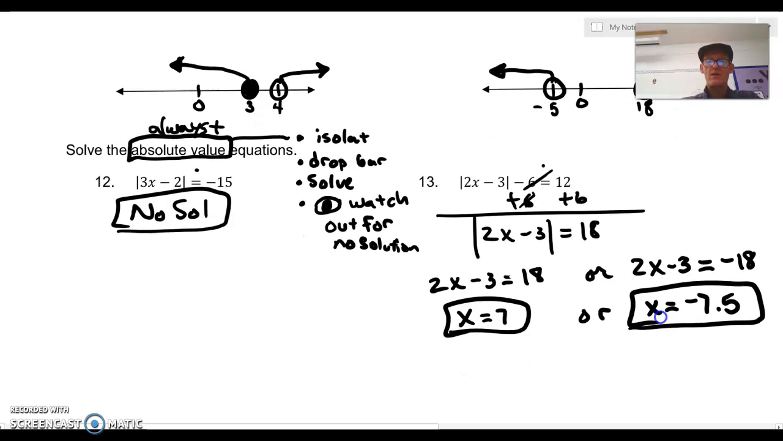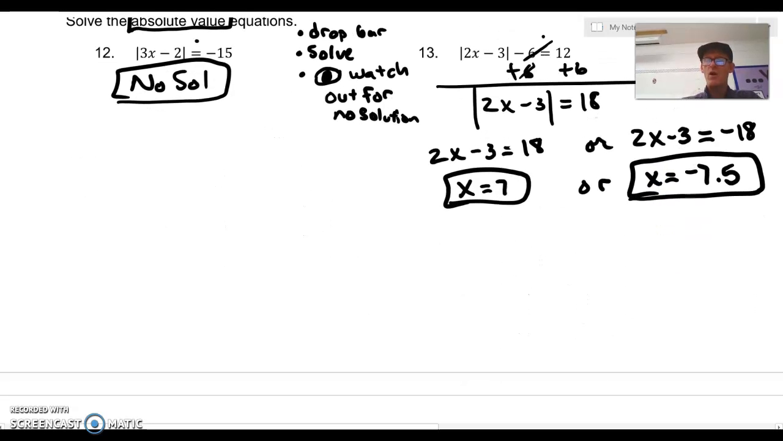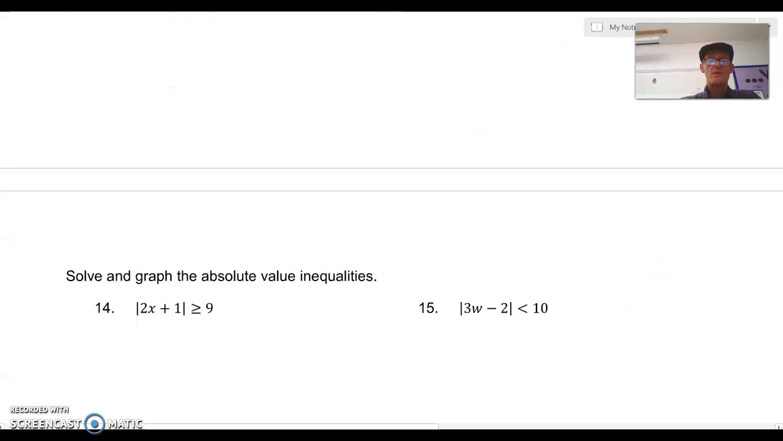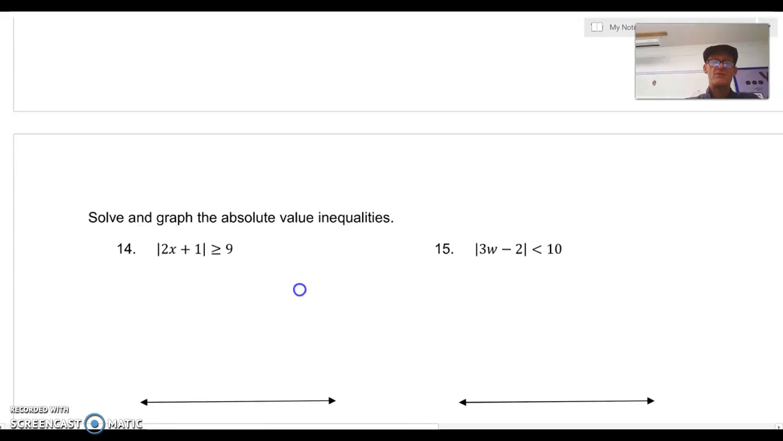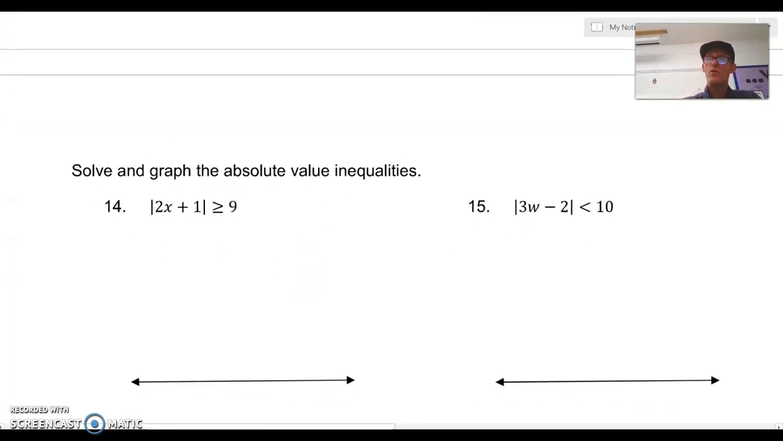All right, so now the absolute value inequalities, the hardest part. With absolute value inequalities, what we have to do is remember if it's OR and AND, if it's going to push out or if it's going to squeeze in. So we read it. The absolute value of 2x plus 1 is greater than 9. So this one is pushed out: greater than 9, less than negative 9.